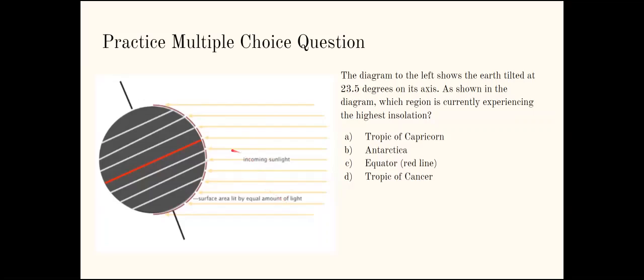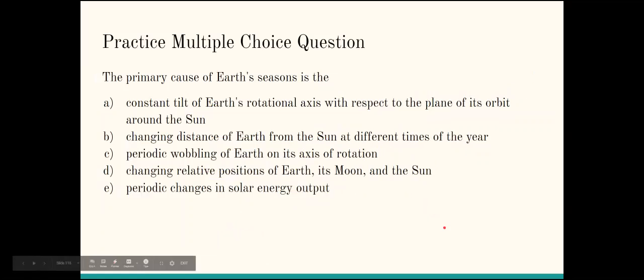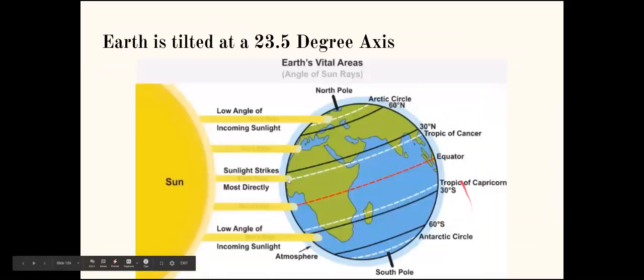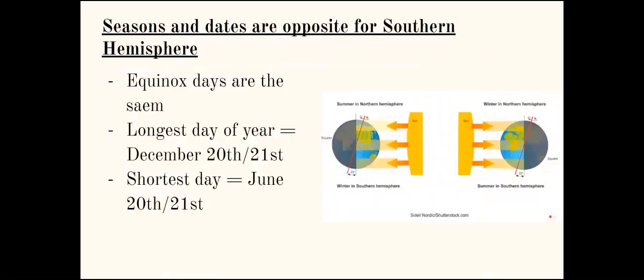Hopefully you will remember, we're looking not at the equator necessarily because it isn't getting the most direct, but we're looking over here. And so for that, we're looking at the southern hemisphere. And if we go back, we're looking at this area, which would be the Tropic of Capricorn.